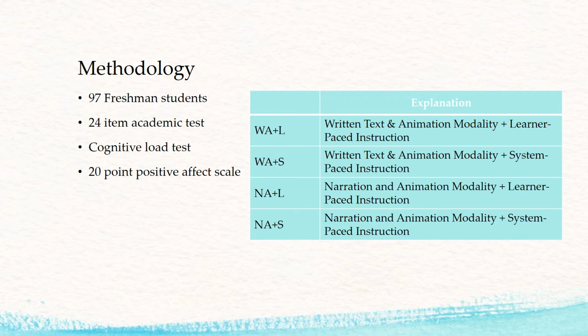They were randomly assigned to one of the 4 modules as outlined here to determine if written text and animation, narration and animation, along with whether these modalities are learner-paced or system-paced, affected these variables of knowledge acquisition, cognitive load, and positive affect.